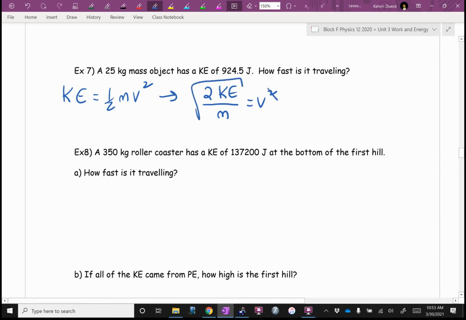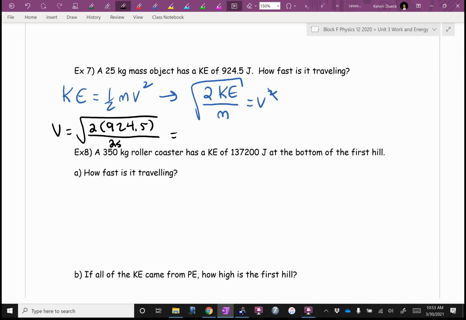So here is yet another way to find a speed, and I don't know how many I've given you since Physics 11 and Physics 12, but this is what I'll use if I notice they've given me energy and a mass. So let's crunch the numbers. v is going to be the square root of 2 times 924.5 divided by 25. How fast is this object traveling?